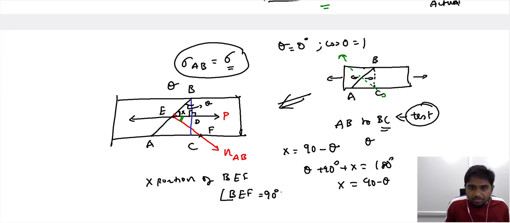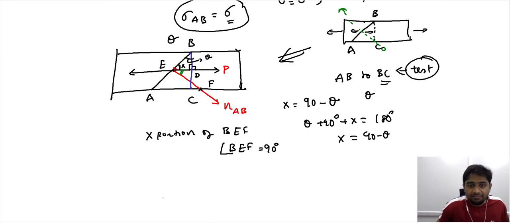How do we know that? Because EF is nothing but the normal to BE. So on this E and F, this EF, the one in red, is nothing but the normal to AB. So therefore, BEF is 90 degrees. And we found that the value of x is 90 minus theta.